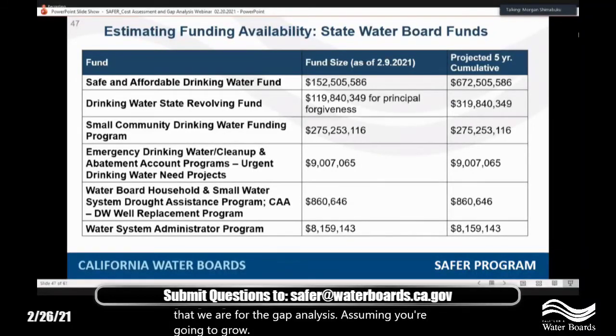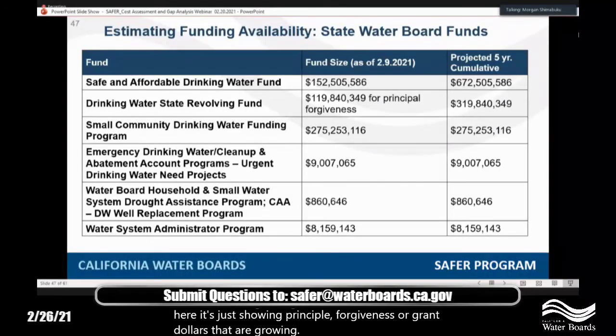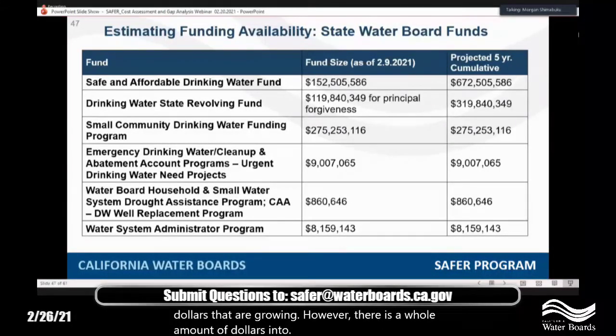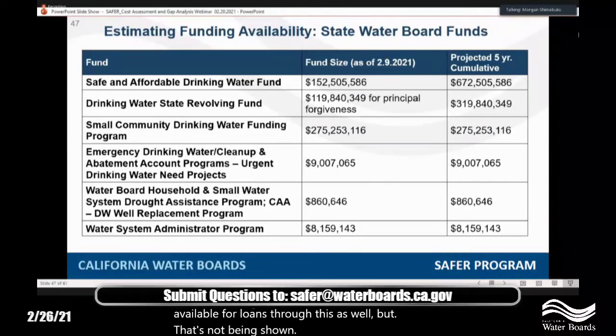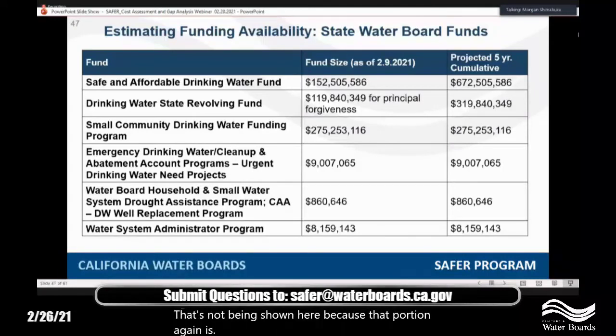And for the Drinking Water State Revolving Fund here, it's just showing principal forgiveness or grant dollars that are growing. However, there is a whole amount of dollars into the future that will be available for loans through this as well, but that's not being shown here because that portion, again, we assume will be borne by communities as a loan, not by the state.